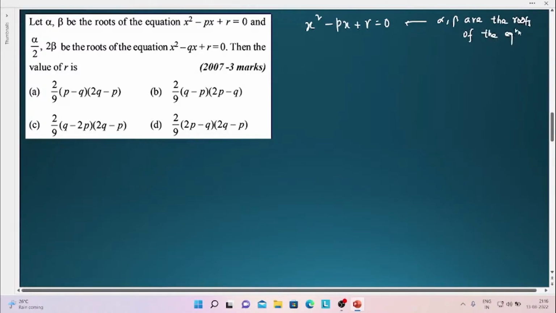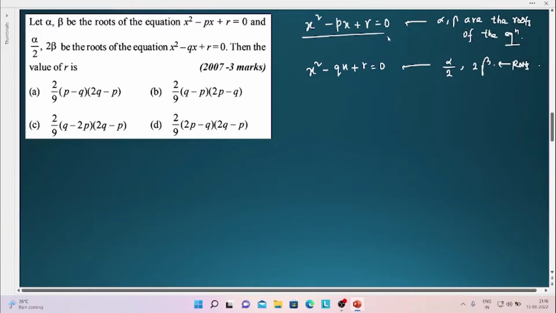I'm just writing down eq, I mean equation. So alpha and beta are the roots of this quadratic equation, and alpha by 2 comma 2 beta are the roots of the equation x square minus qx plus r equals to 0. So another quadratic equation given to you is x square minus qx plus r equals 0, and its roots are alpha by 2 comma 2 beta.